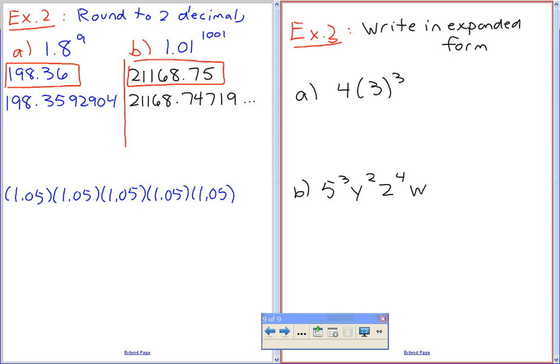Okay. What are we up to? Trinity. Just write the standard form, please, for the first one. 4 times 3 cubed. What would that be? 4 times 3 times 3 times 3. Wonderful. Okay. So, thank you very much.